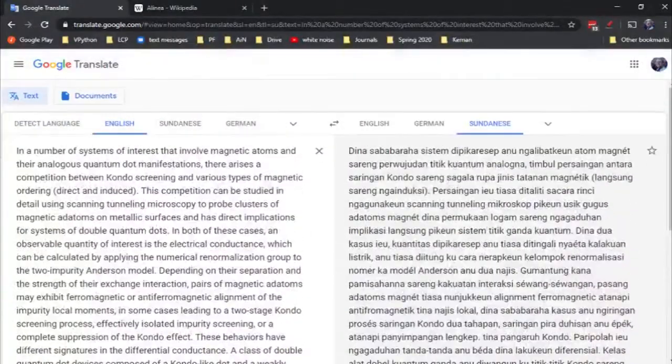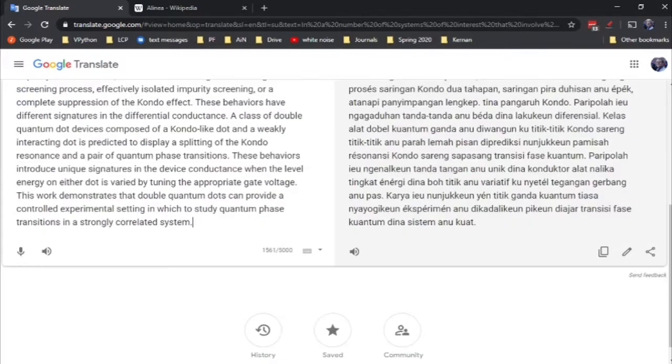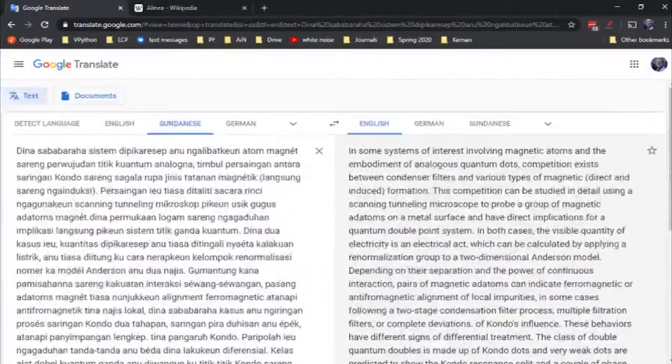All right, so here it goes into Sudanese. Do I want to start with Sudanese? Yeah, let's start with Sudanese. Why not? And then we'll swap Sudanese over here. All right, let's see what it does after one pass.